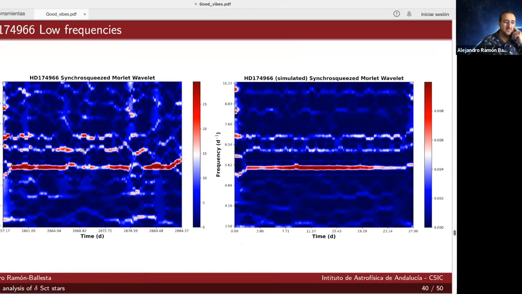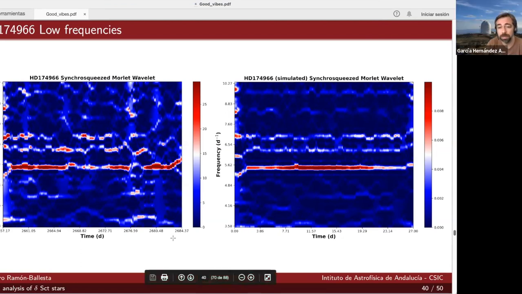Well, I think there could be a modulation between these frequencies, because it looks like when the main frequency disappears, this one gets stronger. So maybe there is a relationship between them. I think that, for example, a standard analysis of the modulation could also be interesting, to check if you can infer some information. Okay, thank you, Alejandro. So, Domenico, go ahead.